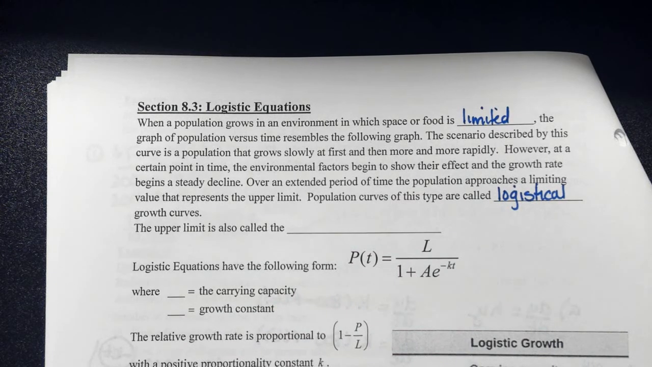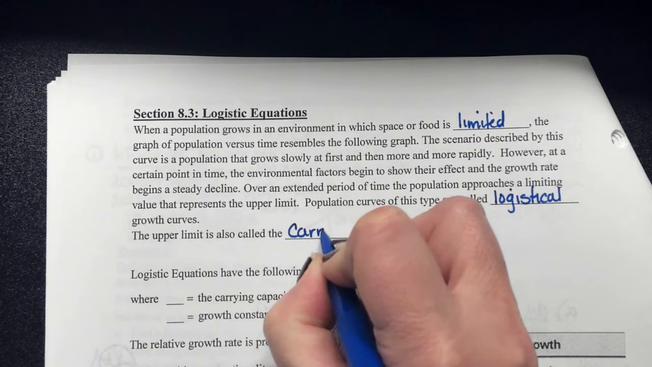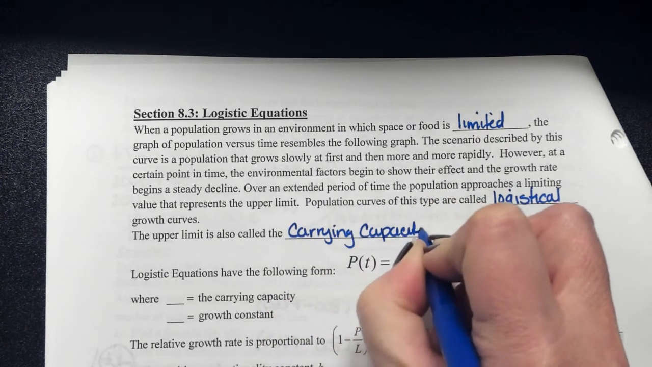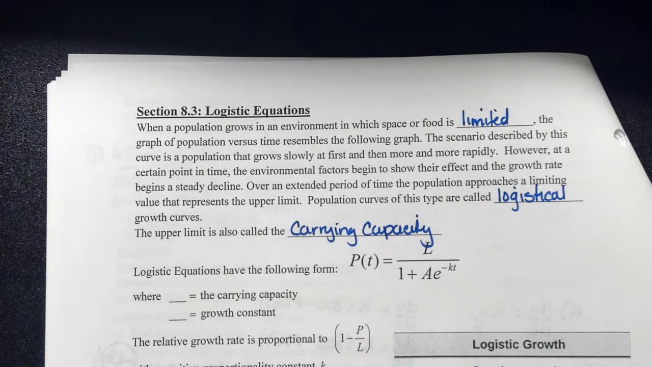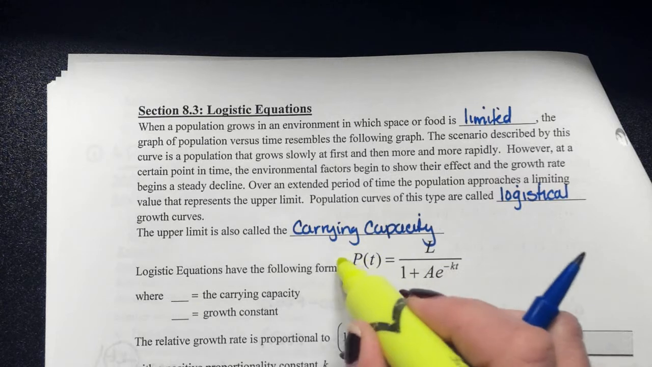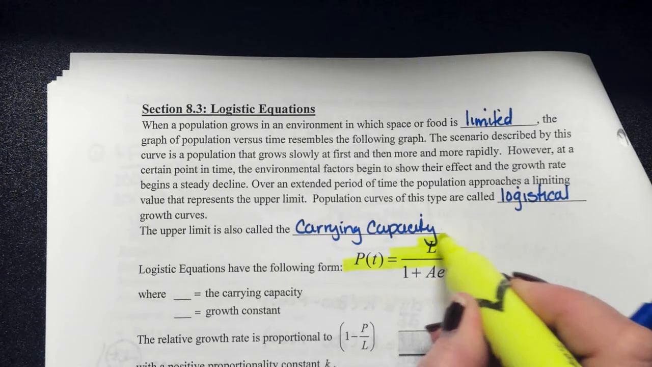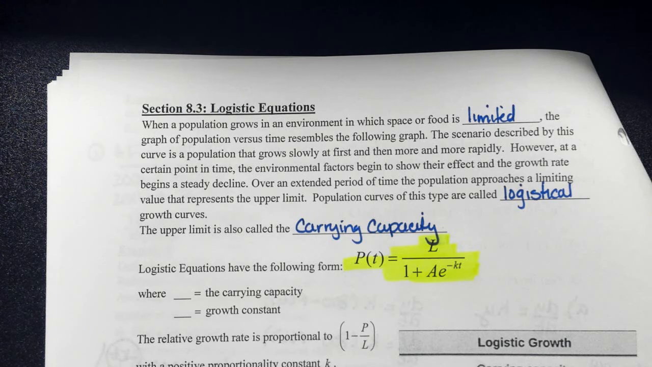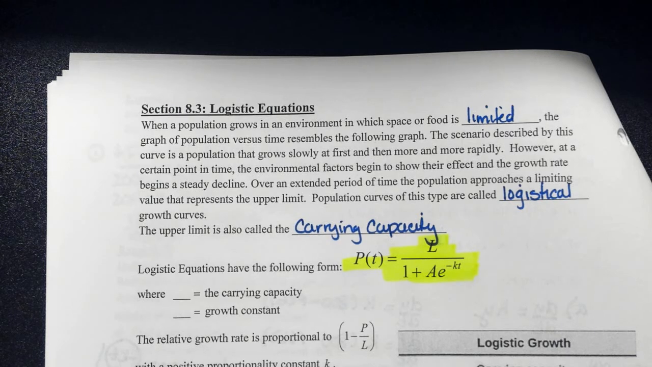And like I just mentioned, that upper limit is also called the carrying capacity. So when we're talking about logistical equations, we're looking at equations in the following form: P of t is equal to L over 1 plus A times e to the negative kt. Again, you do need to know what that logistical equation model is supposed to look like, because you may have to write that particular equation.